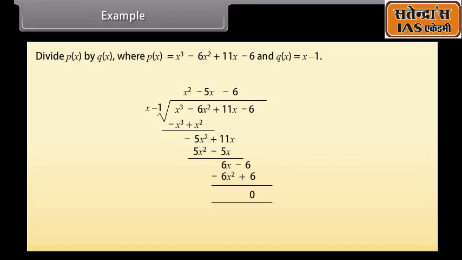The remainder here is 0 because we have completely divided p(x) by the factor x minus 1. When you reach this step, you are done. Dividing any further by 0 would result in 0.